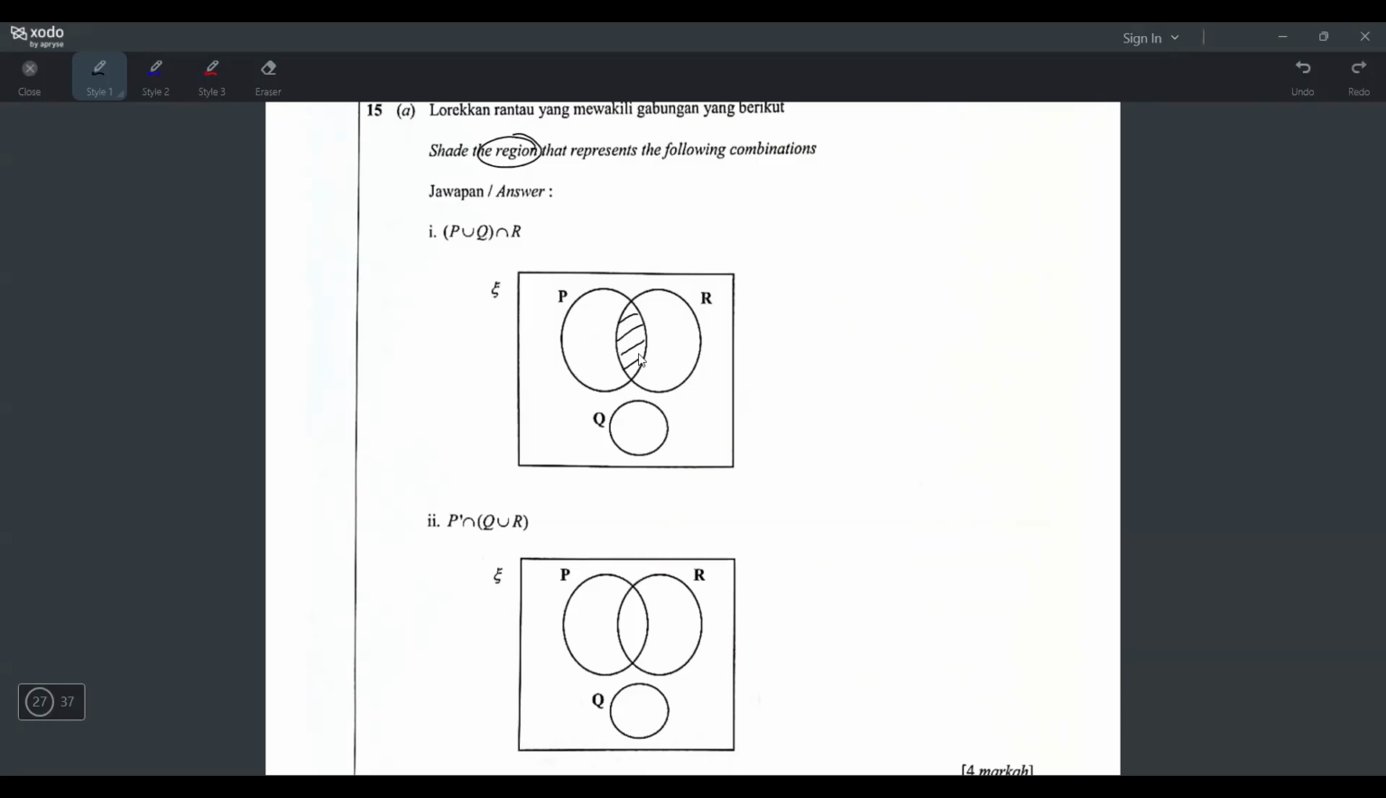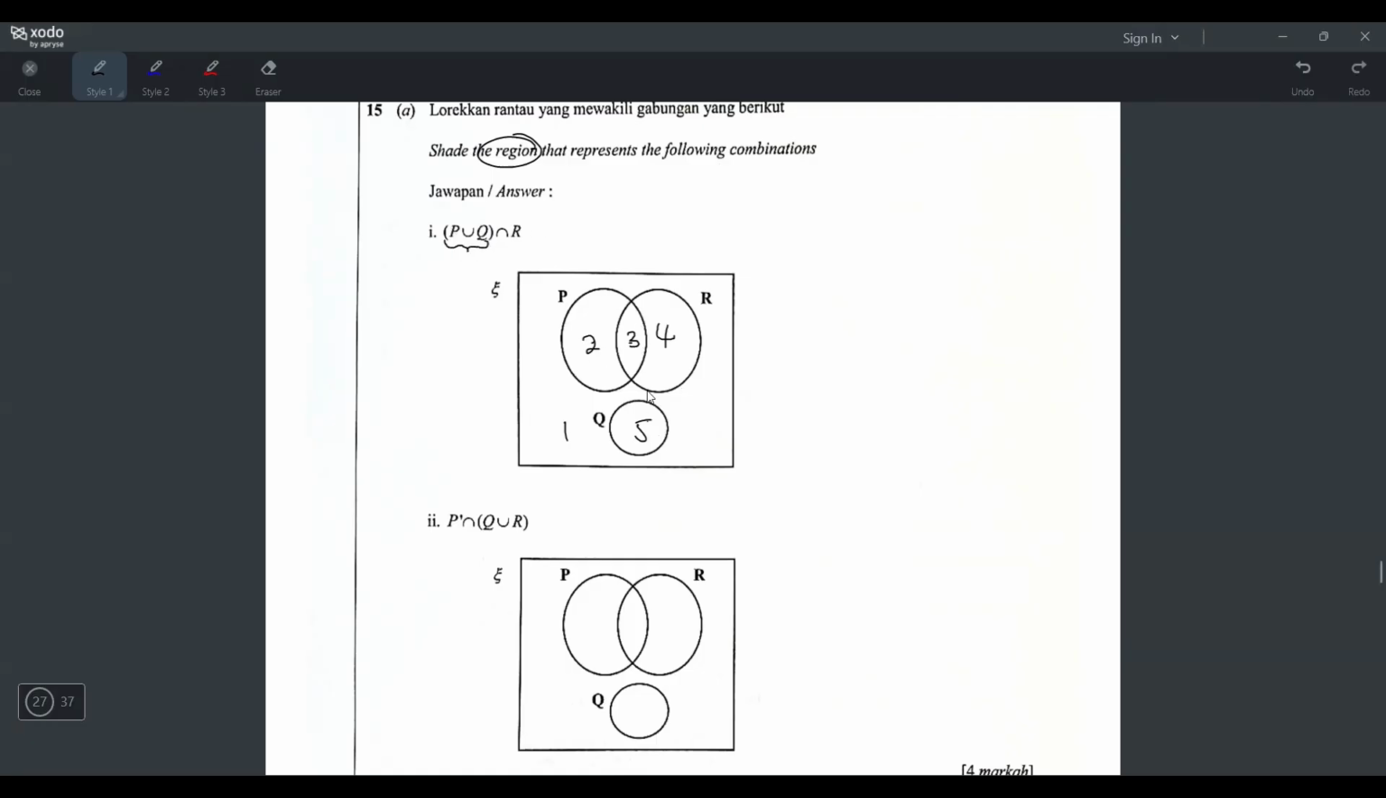Okay, if I explain like this, of course the strong students will get it really fast, but I want to make sure the weak students can understand also. So if you cannot straight away know the region here, you can use this method, right? You just label all the regions 1, 2, 3, 4, 5 like this. You can label however you want. Okay, and then you start to do P union Q.